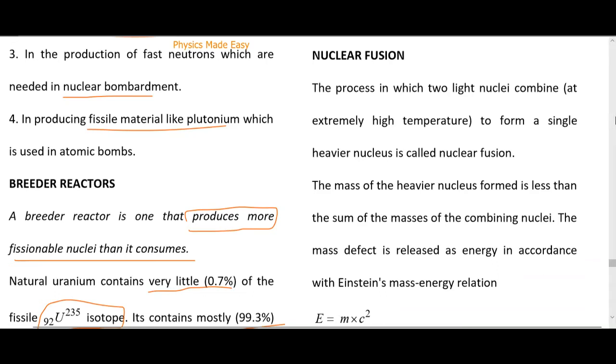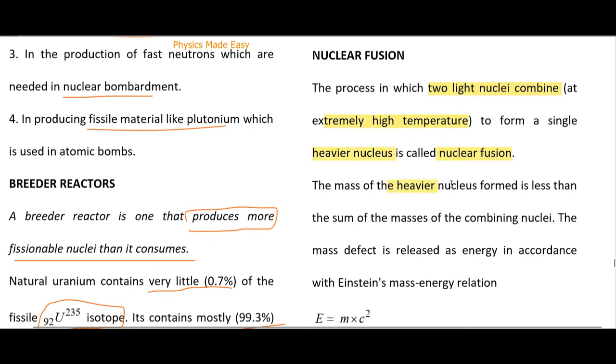The next topic is nuclear fusion, the process in which two light nuclei combine to form a single heavier nucleus. The binding energy curve and packing fraction curve all predict nuclear fusion, particularly the binding energy curve, in which smaller nuclei like deuterons combine to form helium. The process by which two lighter nuclei, at extremely high temperature, form a single heavier nucleus is called nuclear fusion.